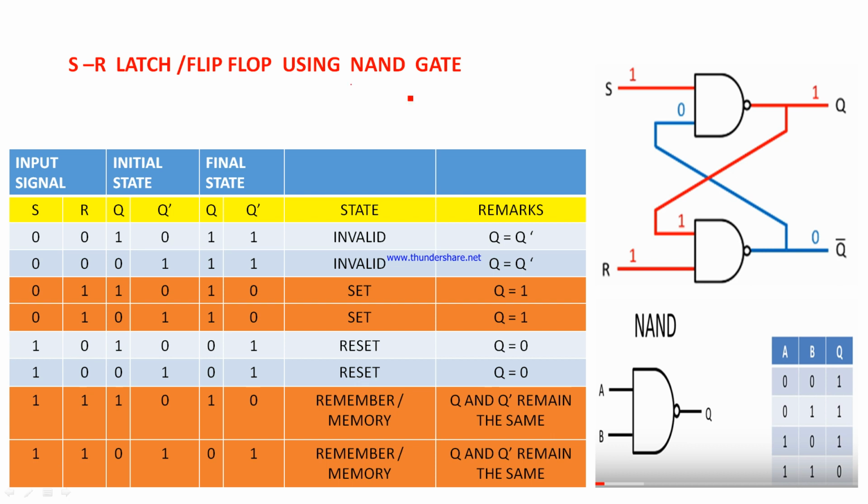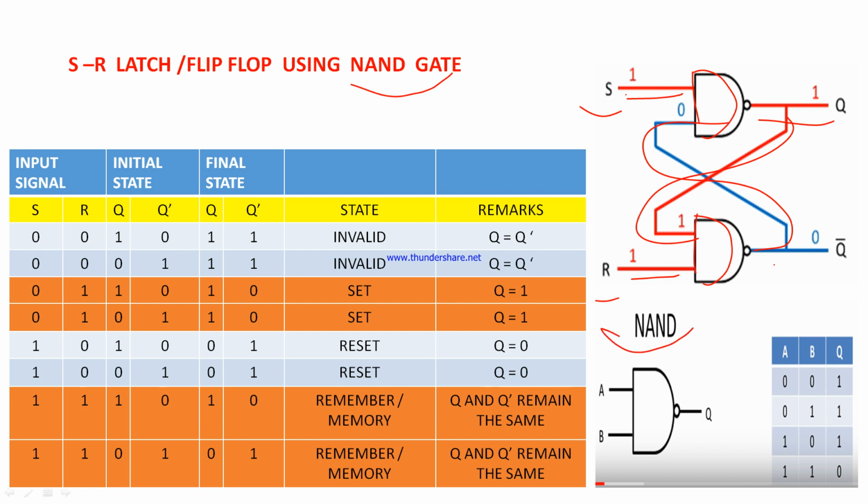Now here we are using a NAND gate. So this is my NAND gate. I draw my NAND gate. This is my RS latch. Now this time the gates are above or below, and the output Q goes to this one, Q dash goes to this one, so it's easy to draw.